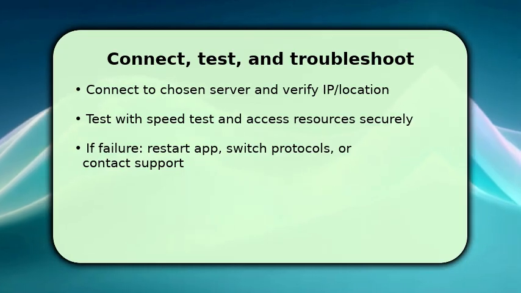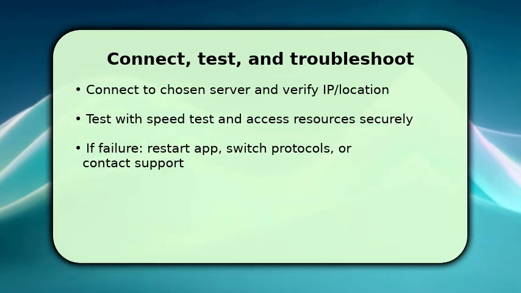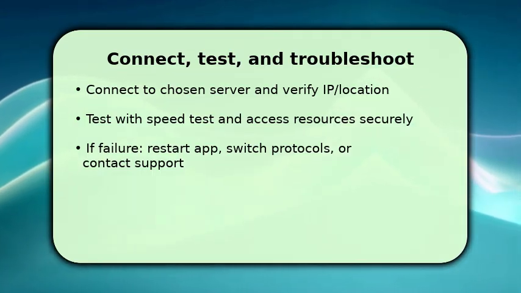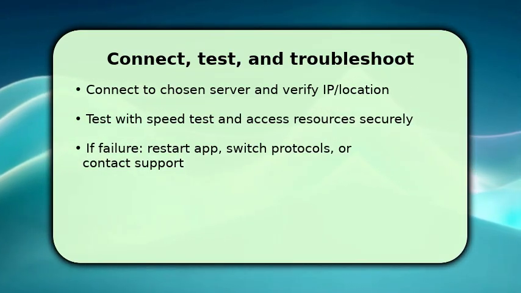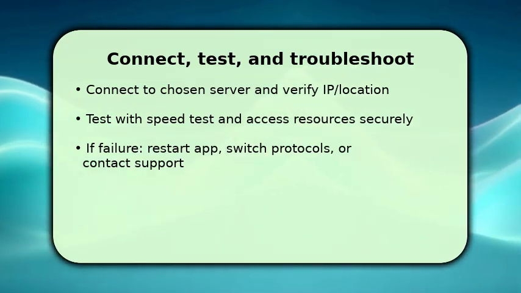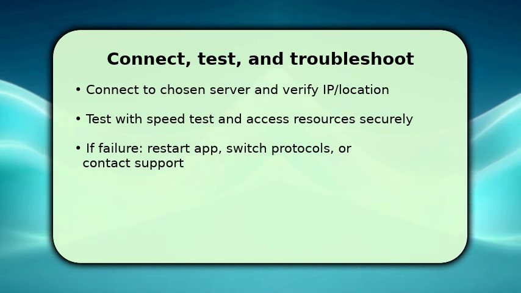If something goes wrong, first restart the VPN app and your laptop, then switch protocol or server to isolate the issue. If the problem persists, check firewall/antivirus settings and contact provider support. These steps fix most connection failures and preserve privacy.